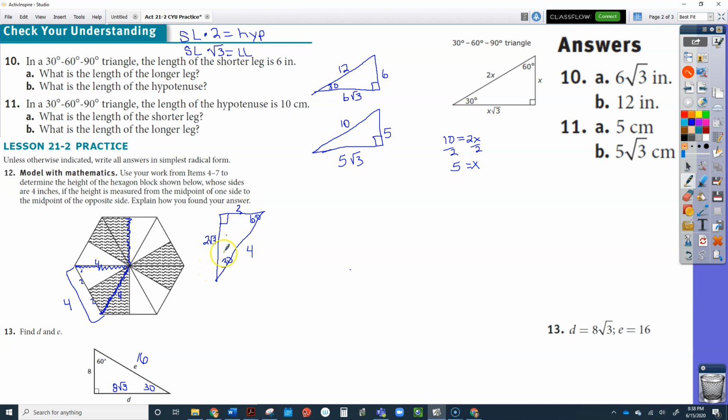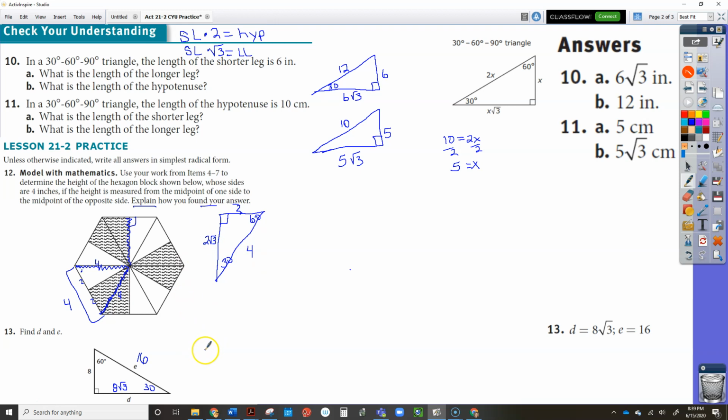So the 2 is the short leg. We already knew this. We found 2. We identified it was the short leg. So that means that the altitude right there, the height, is 2 square roots of 3. Why is it 2 square roots of 3? Explain how you found your answer. Well, everything I just said, and then I would say because the altitude is the long leg of a 30-60-90 triangle with a short leg of 2, it has to be 2 square roots of 3.